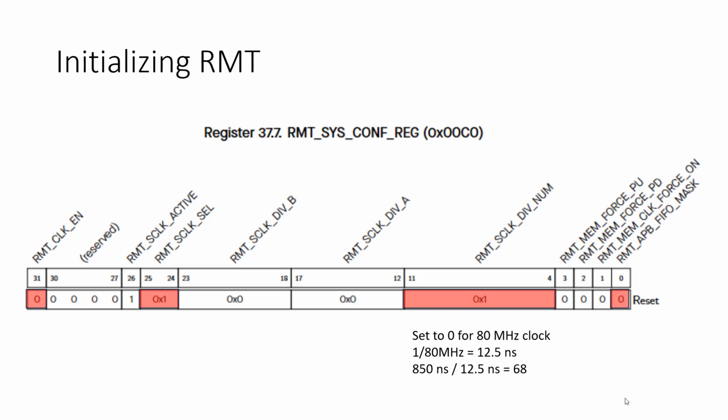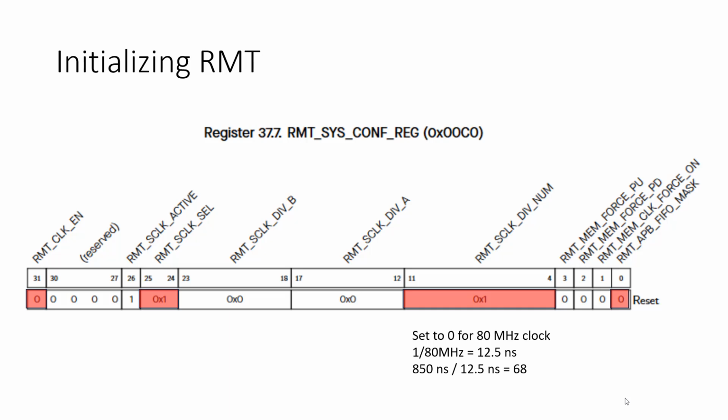And by the way, these values are all in the lab sheet. I'm just describing them here, but when you look at the lab sheet, it'll actually explicitly say, you know, set 0 there. Okay. And then we have RMT MEMForce PU. That one's fine the way it is. RMT MEMForce PD, RMT MEM clock force on. I think that's okay the way it is, right? 0, 0, 0 for those.